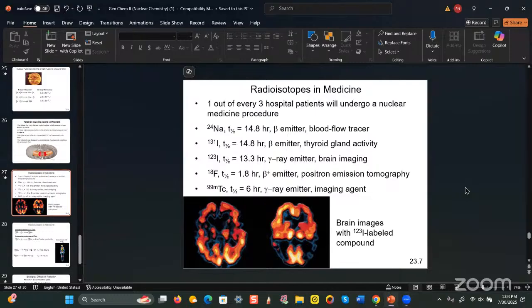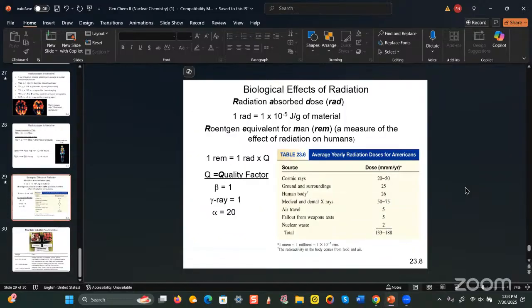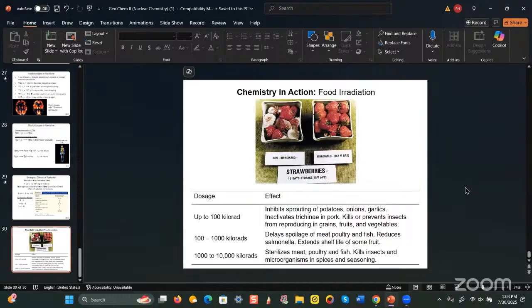I'm going to leave the rest of the PowerPoint for you to read upon. The rest of it is talking about the applications of isotopes, radioactive isotopes in medicine, and a brief description about the effect that radiation can have on biological systems, human beings, and so on. And that's pretty much it. So I'll leave that for you to read.